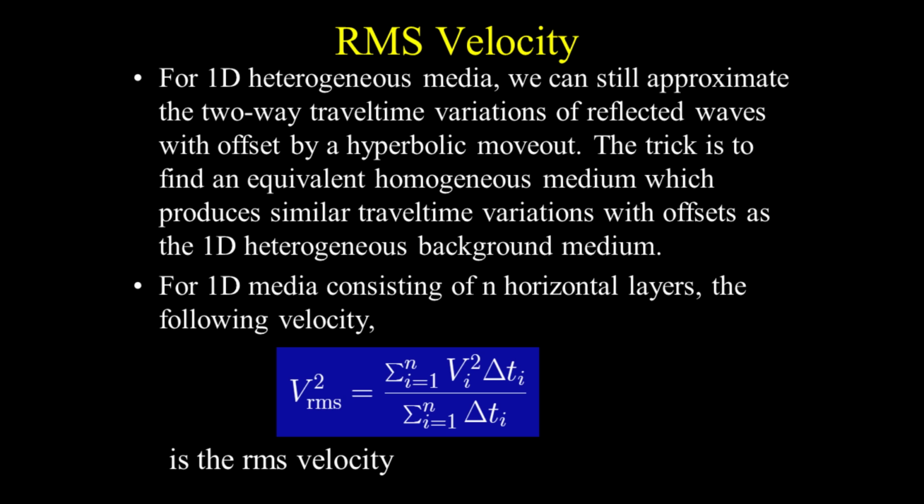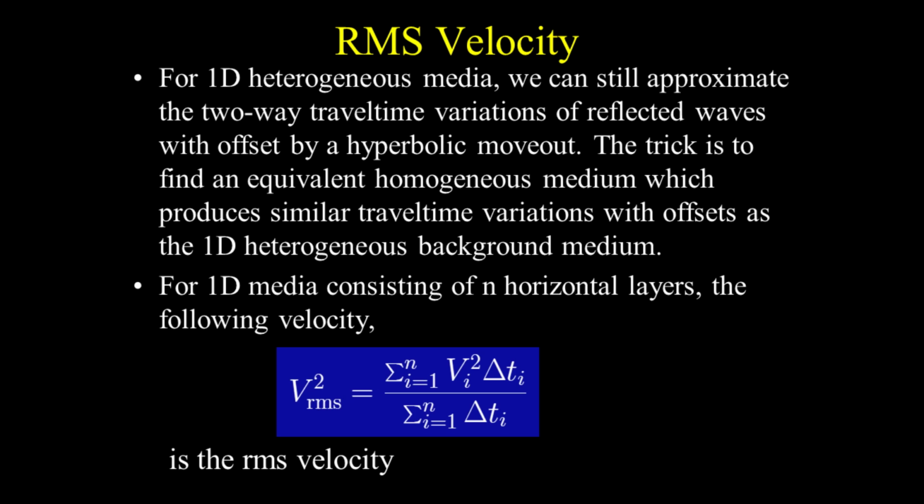For 1D media consisting of N horizontal layers, we can introduce this new velocity, where delta Ti is the one-way vertical travel time through layer i. This formula allows us to predict similar travel time variations with offsets for a 1D medium at a given interface. This equivalent velocity is known as the RMS velocity, or root mean square velocity. This is a very important result. Let me repeat it once again.